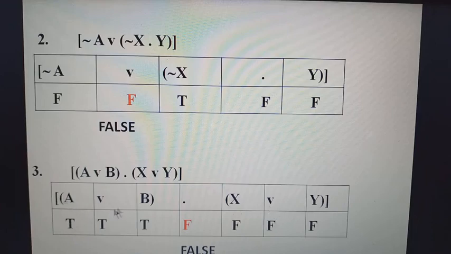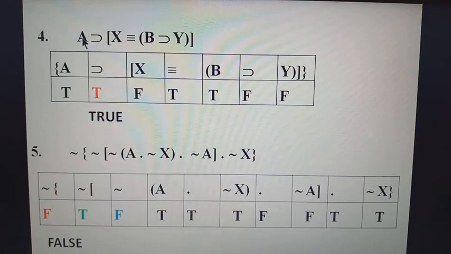A is true, B is true. It's a disjunction. A disjunction is false when both disjuncts are false. Both disjuncts are not false, therefore it is true. So we now know the value of this parenthesis, which is true. You combine the value of this parenthesis with the value of the other parenthesis, and it's a conjunction. A conjunction is only true when both conjuncts are true. The first conjunct is true, the second conjunct is false. They are not both true, therefore it's false.